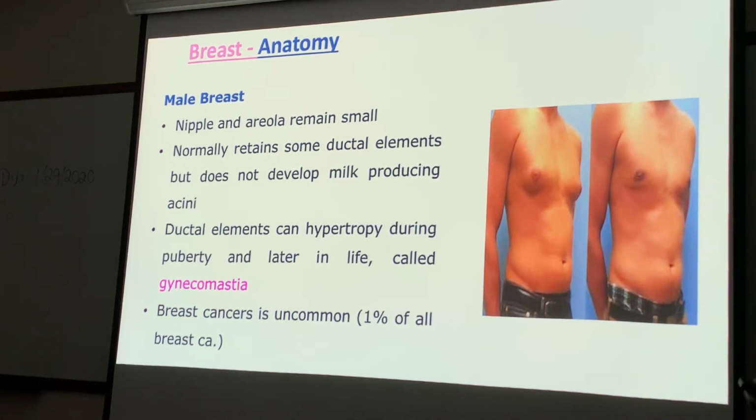Okay, so the male breast, the nipple and the areola remain small. They normally retain some ductal elements, but do not develop the milk-producing acini. Okay, remember the acini, alveoli, is what produces the milk. Okay. Ductal elements can hypertrophy or get larger during puberty and later in life, like this right here. That's called gynecomastia.